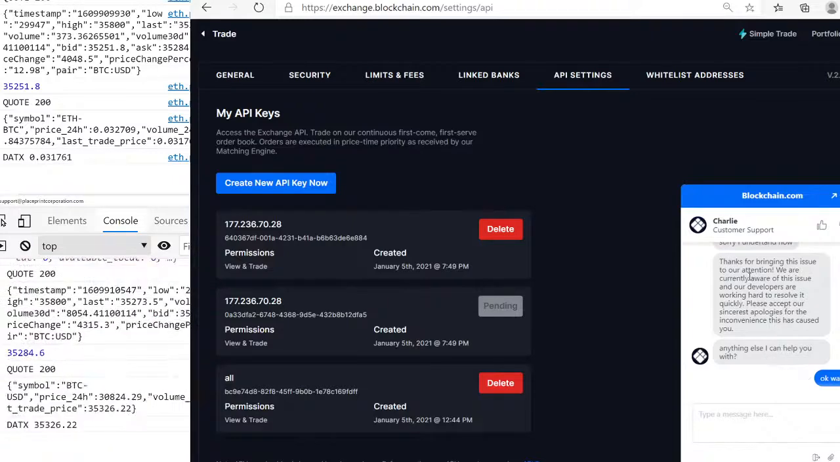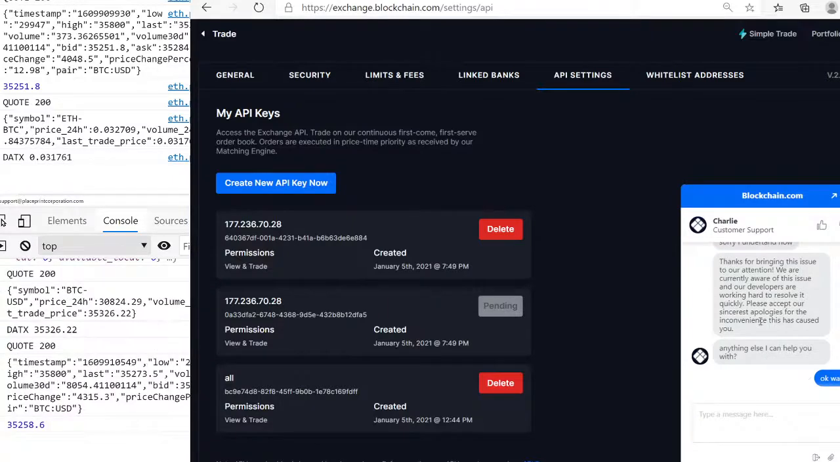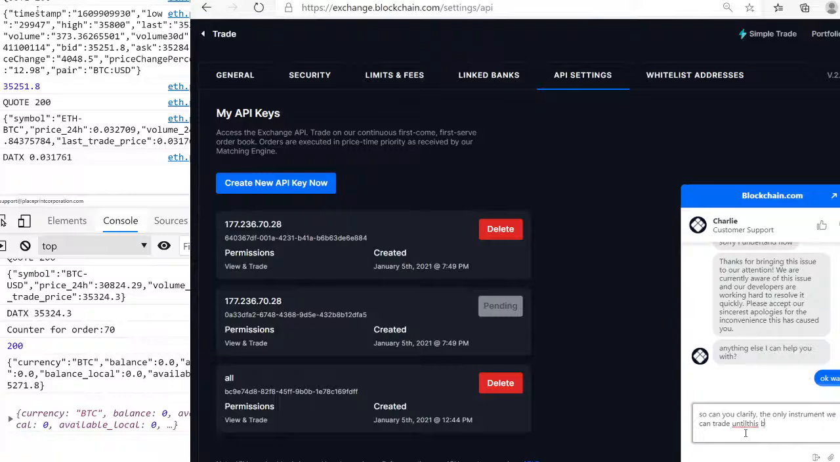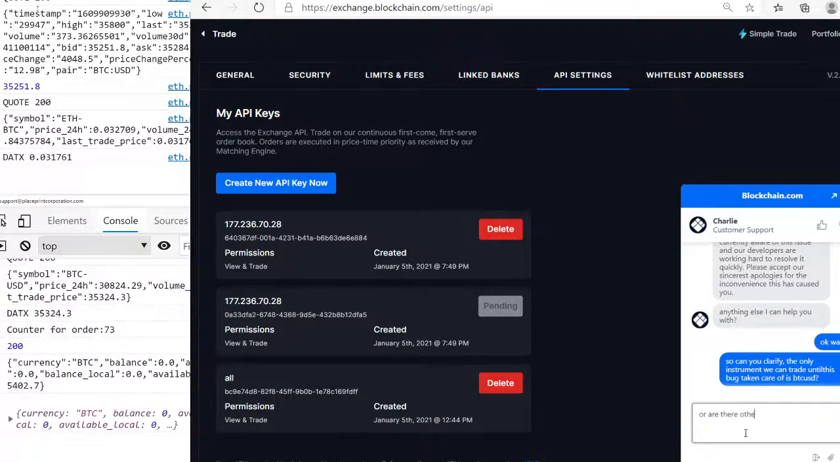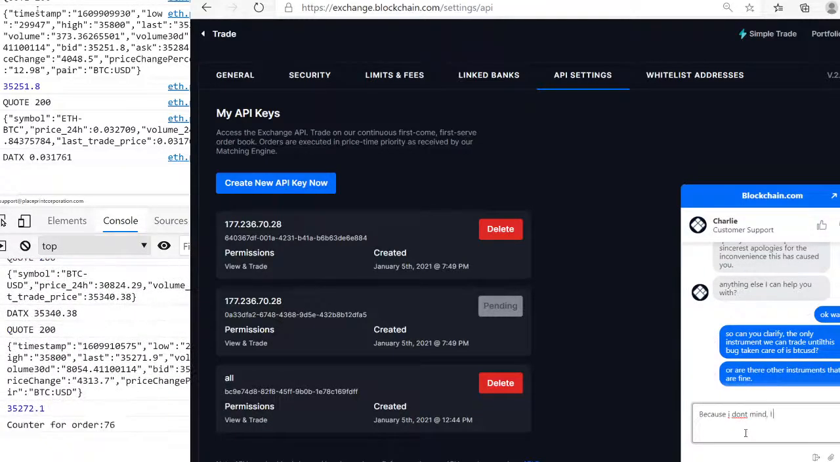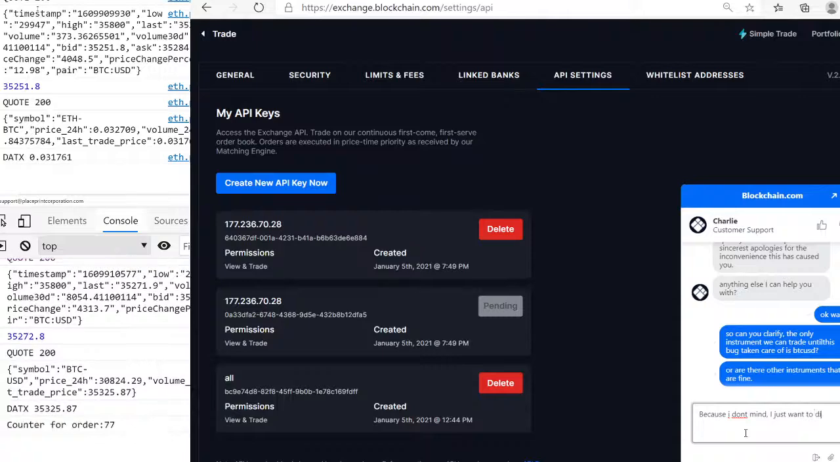Let's see what this gentleman Charlie said here. We are currently aware of this issue and our developers are working hard to resolve it. Please accept our sincerest apologies for this inconvenience. So can you clarify: the only instrument we can trade until this bug is taken care of is BTC USD, or are there other instruments that are fine? Because I don't mind, I just want to diversify the algo.